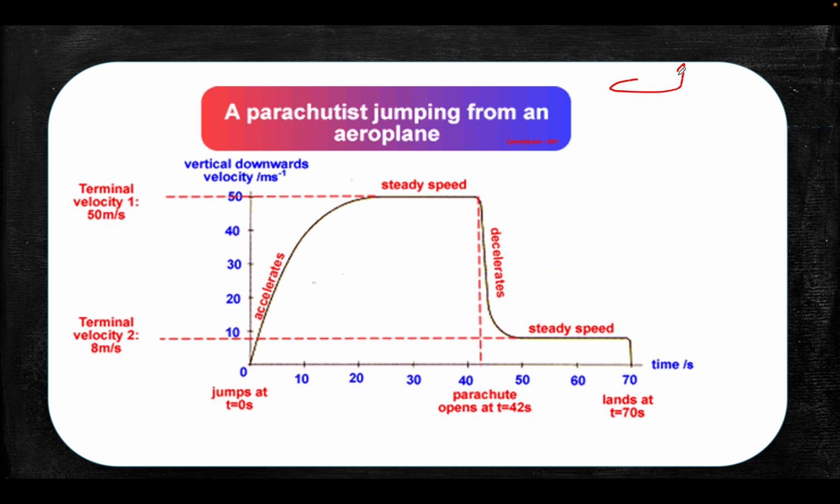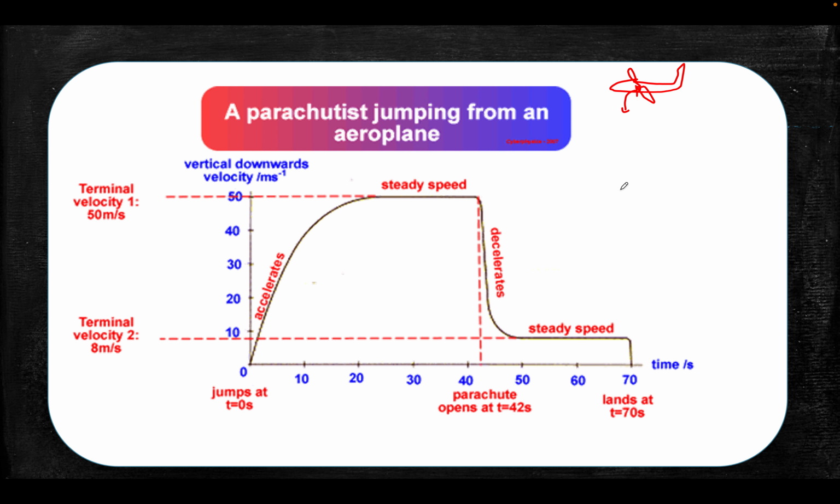Here is the plane, and there I am in the plane. I am going to jump out of the plane. As soon as I jump out, my speed is 0. And I'll accelerate, get faster and faster until I reach my steady speed. This is my terminal velocity. I will not get any faster than this, but now I am going too fast.